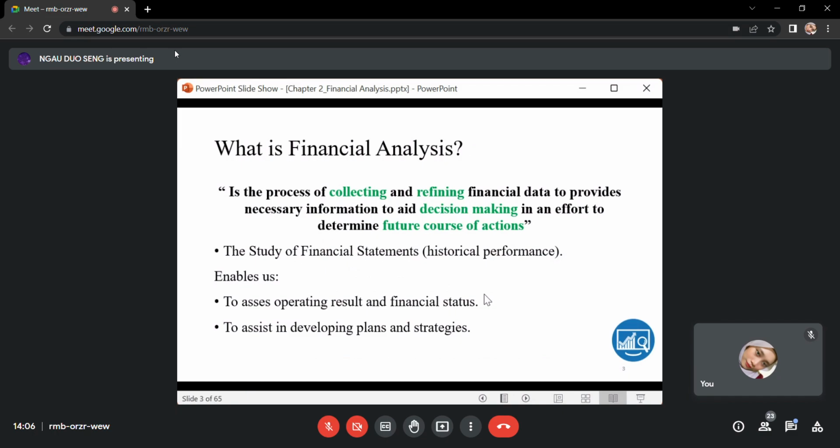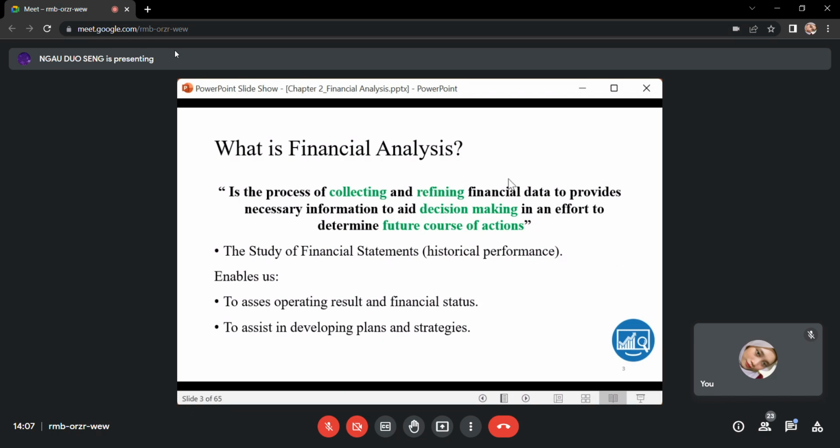So what is financial analysis? It is the process of collecting and refining financial data to provide necessary information to aid decision making in an effort to determine future course of action. So you can see here it is referring to the first step, kita kena collecting and refining the financial data.